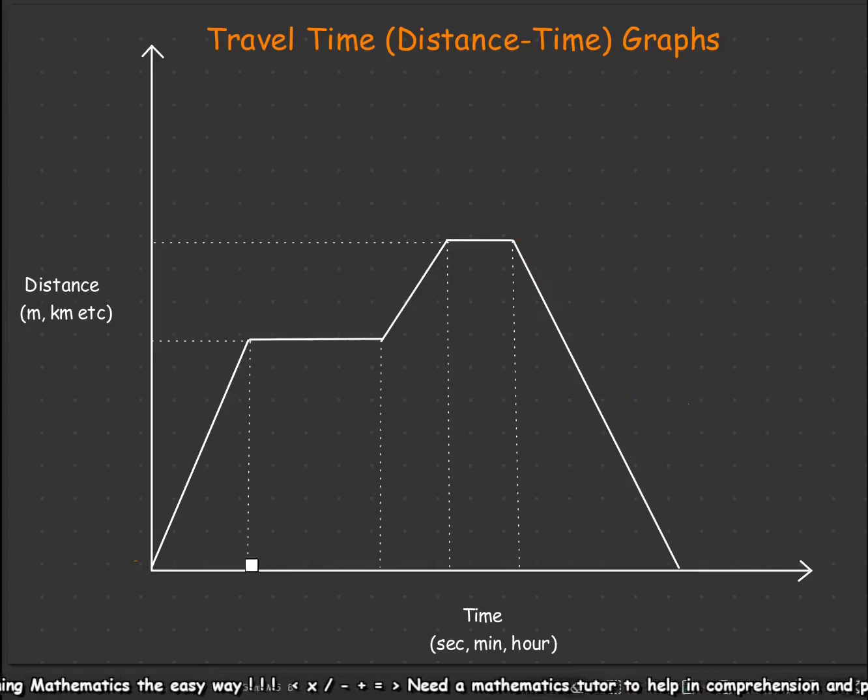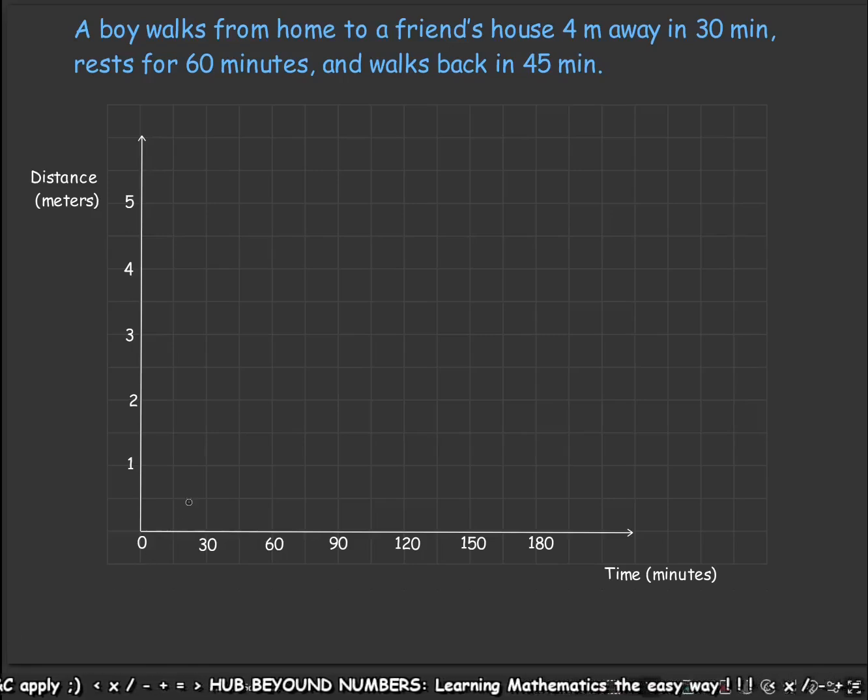So with these explanations, let's see how we actually use them. Looking at this first question here, it says a boy walks from home to a friend's house 4 meters away in 30 minutes. Now, he rests for 60 minutes and then walks back in 45 minutes. So we have to represent this on the what? Distance time graph.